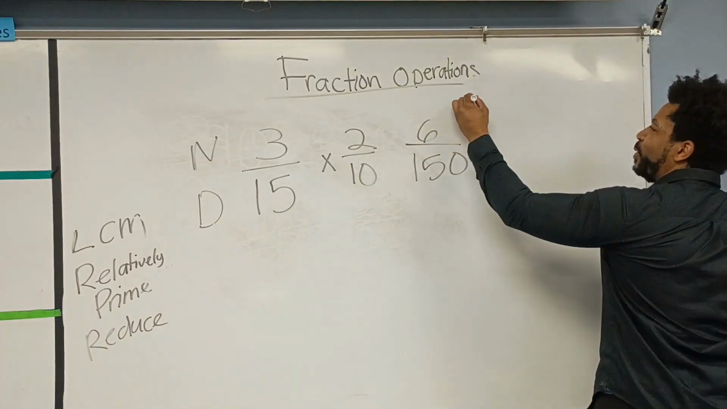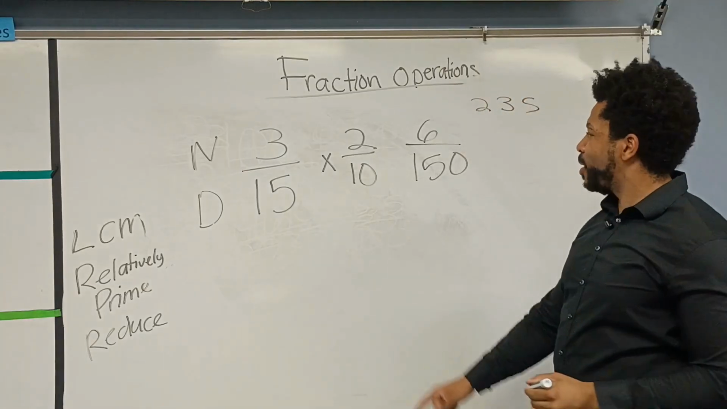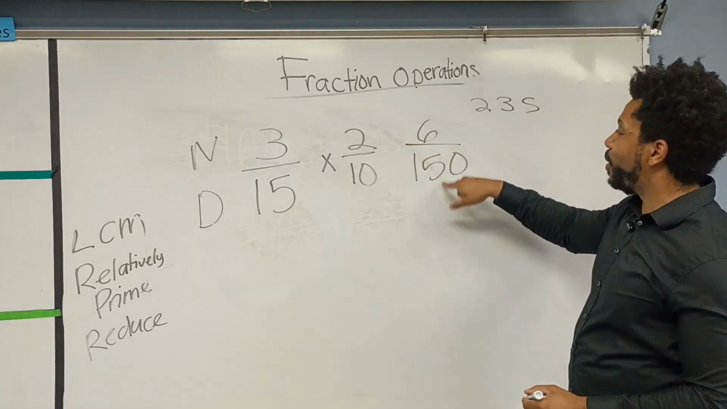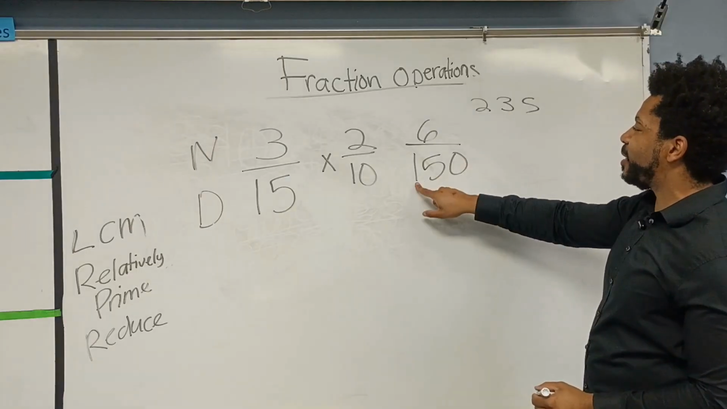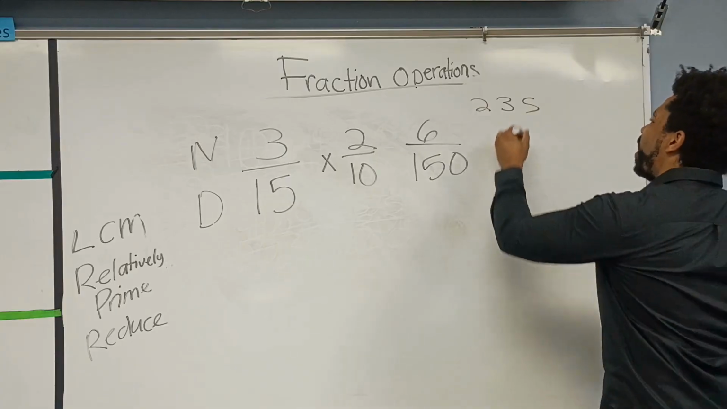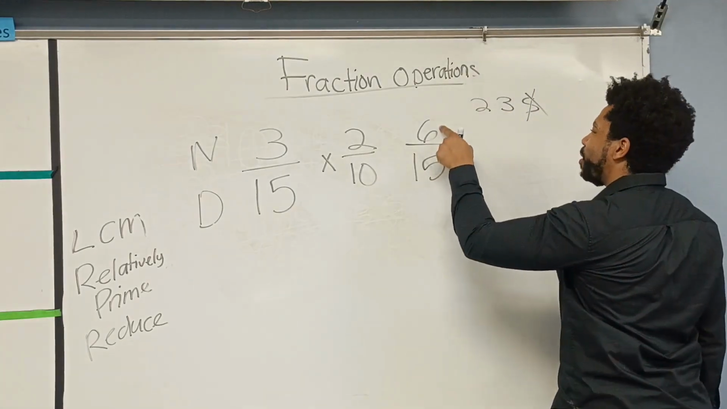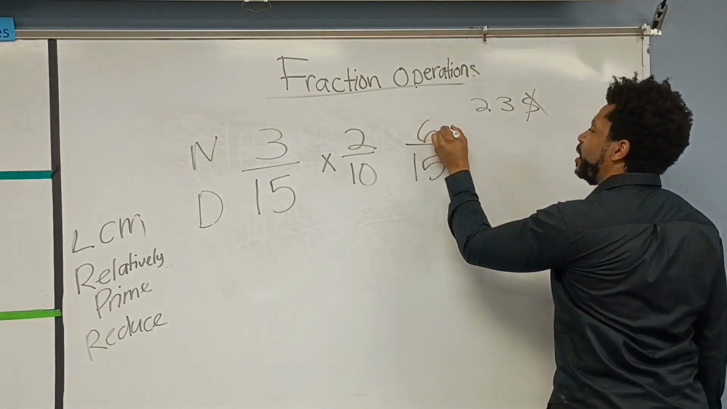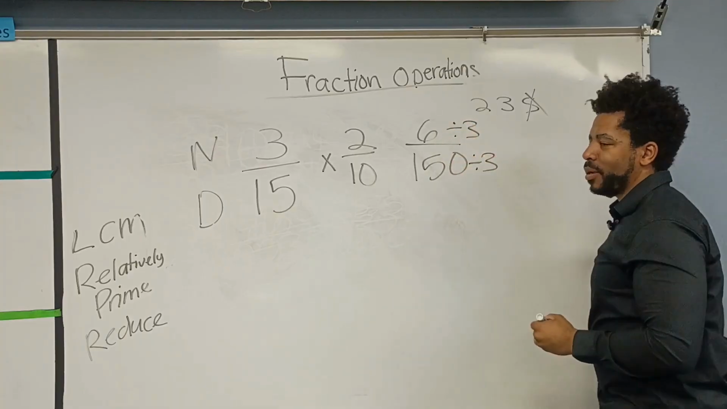Again, if we do the 2, 3, 5, you can check it out. We could divide by 2 here because they're both even. You could divide by 3 because they're both multiples of 3. But you can't divide by 5 because they both don't end in a 5 or a 0, like that one doesn't. So I'm going to use the higher number, which is 3. Divide by 3, divide by 3.